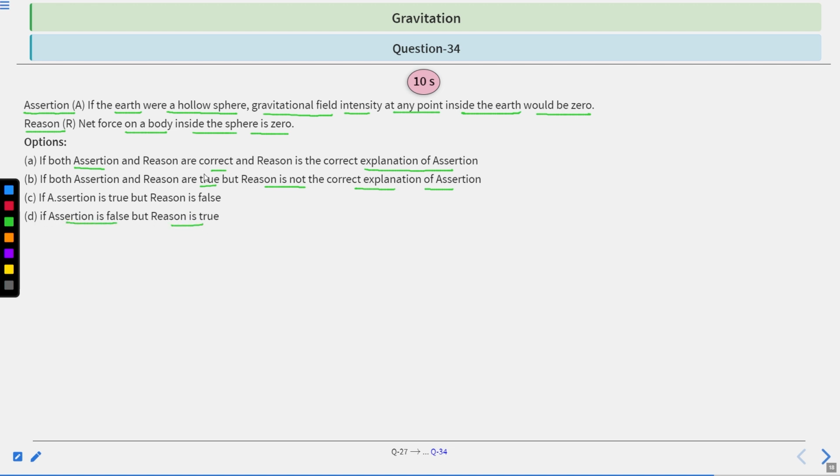So, which option is correct? You have 10 seconds to solve this question. After 10 seconds, we will provide the solution of this question. Clear?